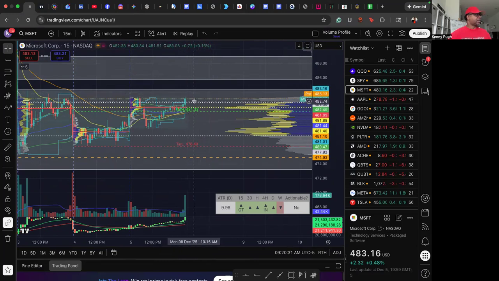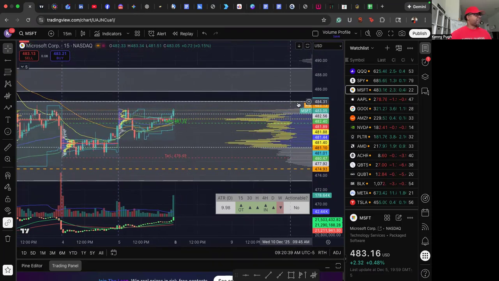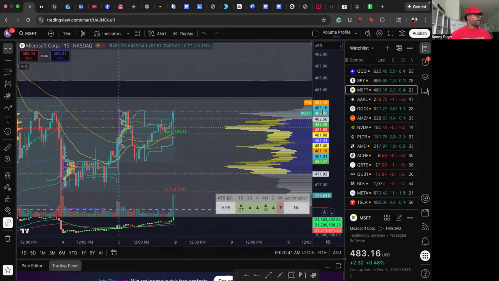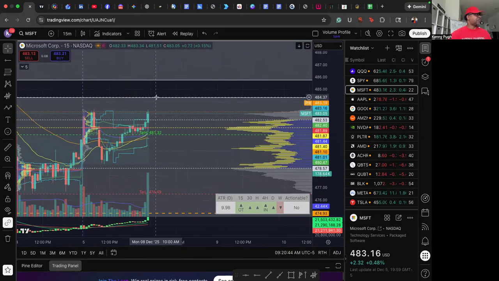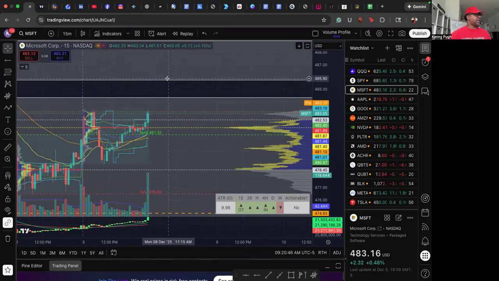It looks like it wants to break out higher. We see the EMAs now crossing based off of how Friday ended. But once again, I wouldn't have an interest in trading Microsoft until we broke out of the zone and broke into this next level or this next area up to the upside.